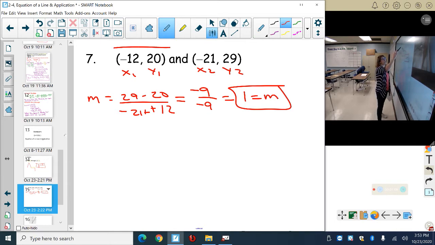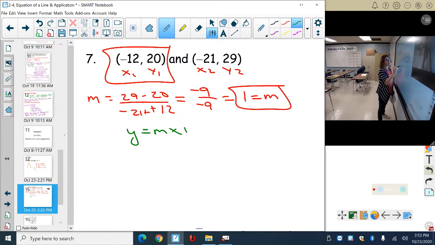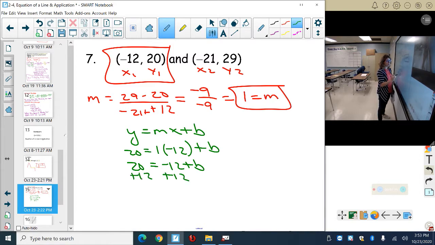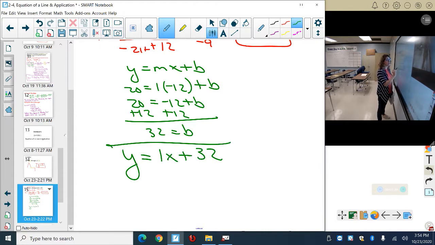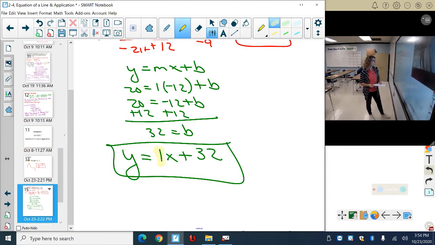Doesn't matter which point you choose. These numbers seem to be a little bit prettier. So I'm going to use y equals mx plus b. So y is going to be 20, m is going to be 1, x is -12, plus b. So 20 equals -12 plus b. Add the 12. I get 32 is equal to b. I am not done, because I need to go ahead and say y is equal to 1x plus 32. I technically don't need this 1. It's not necessary, but I wouldn't count it wrong if you had it.